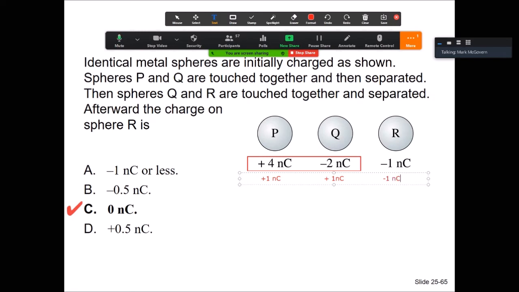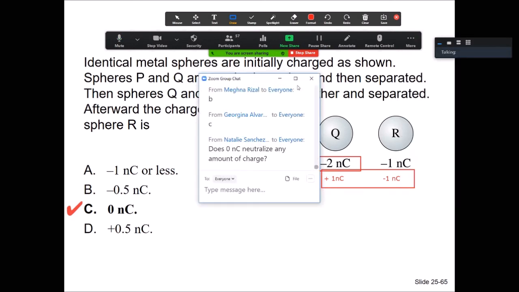But now when we touch Q and R together, and you add up these two, that's a 0. And so 0 divided by 2 is still 0. And so touching these two after you did the first step will neutralize everything. So you'll end up with a 1 on P, and a 0 here, and a 0 there. Okay.